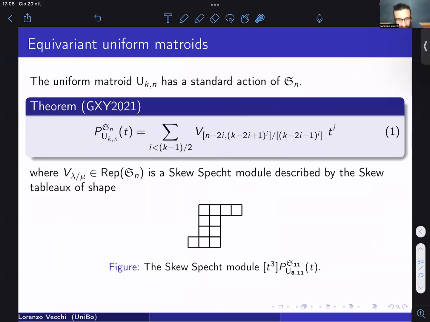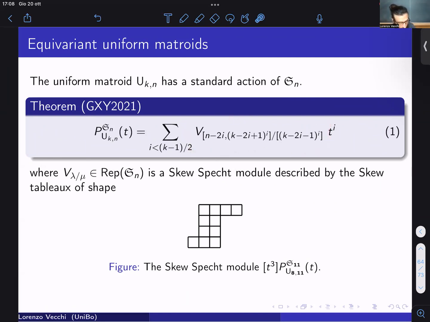Okay, uniform matroids are our friends, so we hope that there is a closed formula for uniform matroids. Uniform matroids have a very standard action of the symmetric group Sn. It's just a permutation of all the elements of the ground set. And we have a theorem by Gao and Xie and Young from last year, 2021, that tells us exactly what the coefficients are for the equivariant Kazhdan-Lusztig polynomial. These representations look like this.